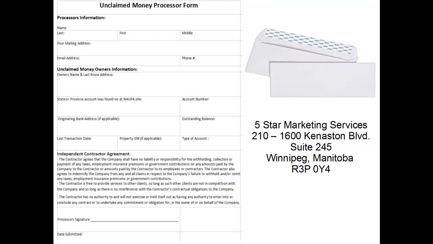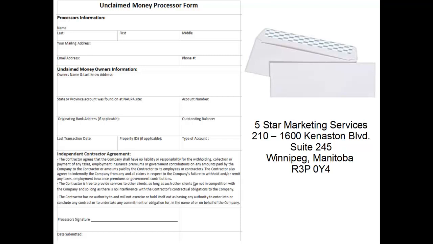Okay, and the very last part of the unclaimed money processor form that you're going to be submitting into us is just a simple standard independent contractor agreement. It's just making you aware that you are agreeing to the fact that you don't work for us as an employee, you work for us as an independent contractor. That's just a signature required on each and every form that you submit, and the date that you're submitting and mailing it into us, at the very bottom of the processor form.